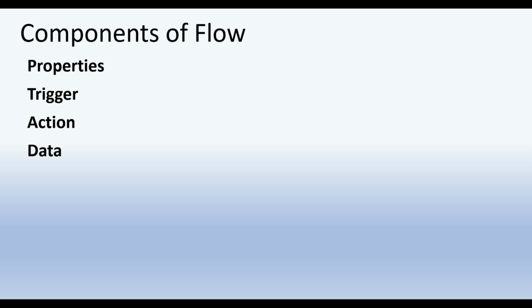Action is a reusable task, reusable things that we can use in our flow again and again. And data is the data generated during the flow execution. I will show you this in the PDI also. Just give me one minute.